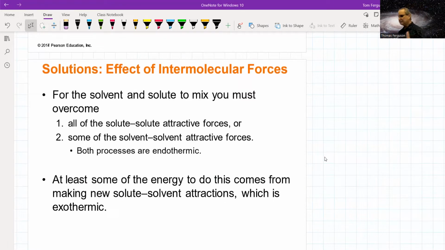Okay, what do intermolecular forces do when you mix two together? You've got solute attractive forces. Do they like one another? If they like one another, it's going to take more force to pull them apart.